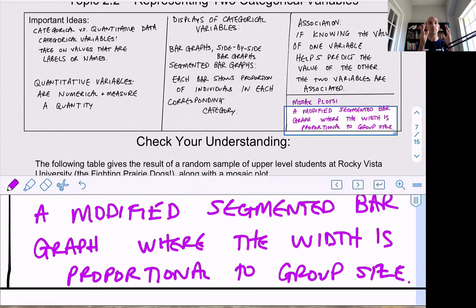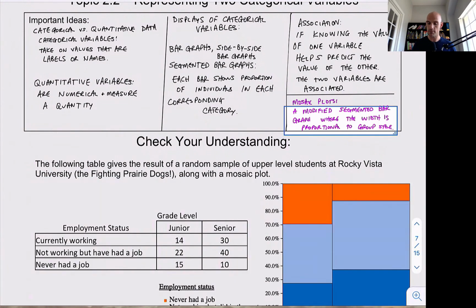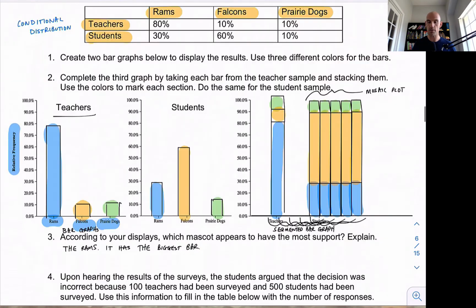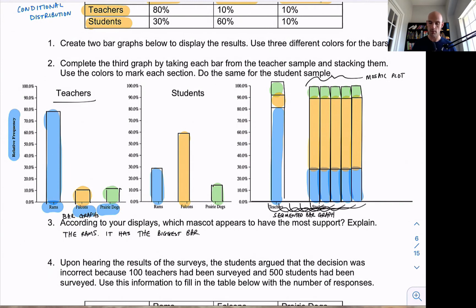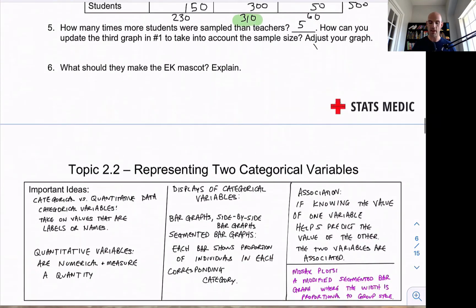Our group of teachers was 100, our group of students was 500. So the group size dictated what size our graph was. This is 1/5 as wide as this because there were 5 times as many students as teachers represented.